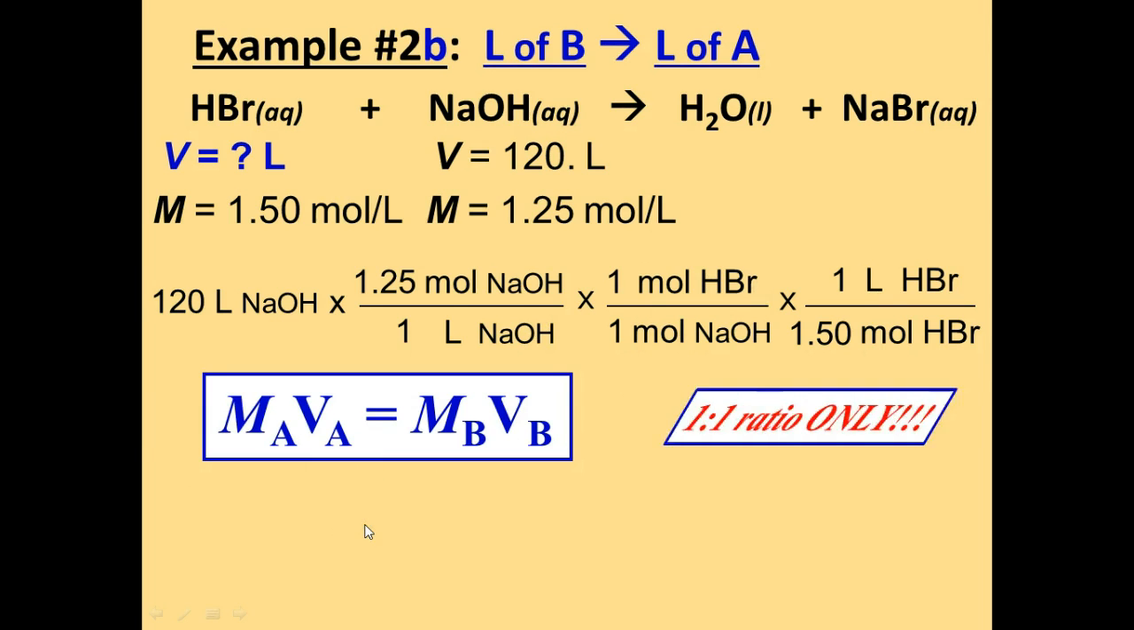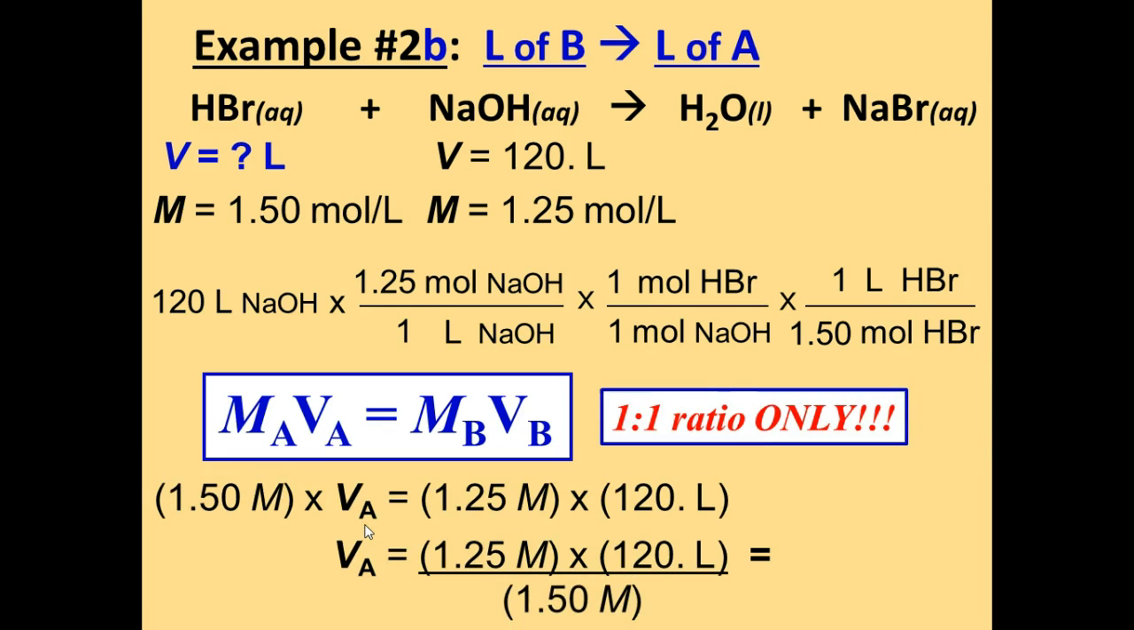So we plug in what we have: 1.5 moles of the first substance. Right here, we can call this one A and this one B. So we have B here, so we put these two next to each other and multiply them: 1.25 times 120. To isolate the volume of A, we divide both sides by 1.5. After we do that, we get the same answer, 100 liters of HBr.